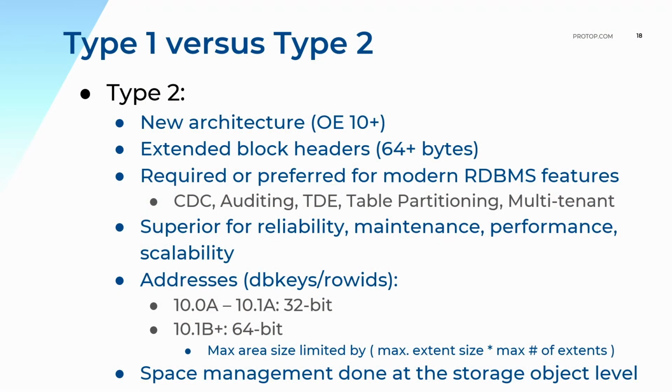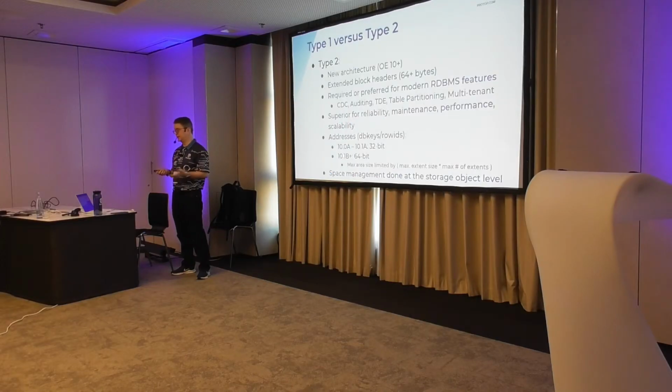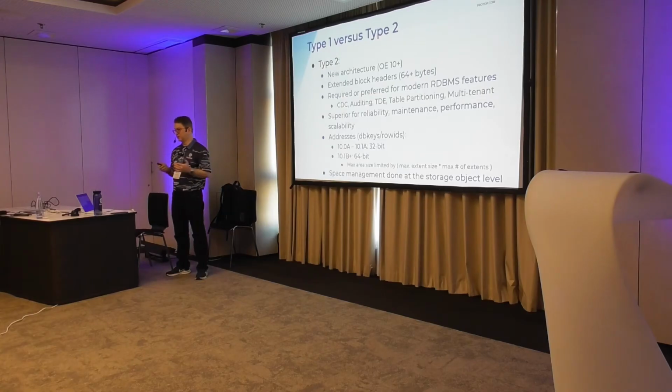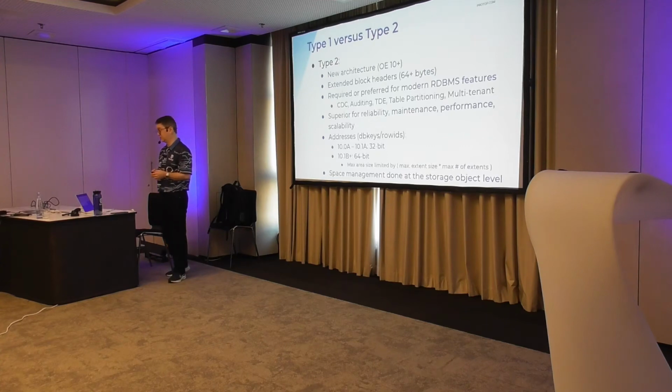So by contrast, type 2, which is the newer architecture, was introduced in OE10, has larger block headers, more fields, more metadata. It's either preferred or in many cases required for the more modern features such as CDC, auditing, TDE, table partitioning, multi-tenancy, and you can expect that list to grow in the future. All of your data should be in type 2 areas. Next time you dump and load, make sure you change your structure if you don't already have them.